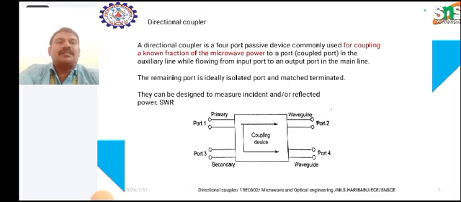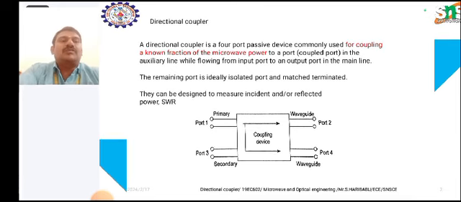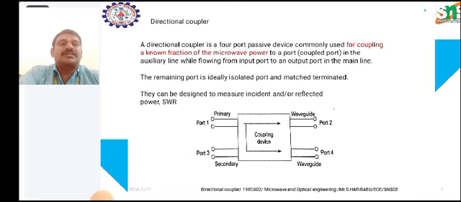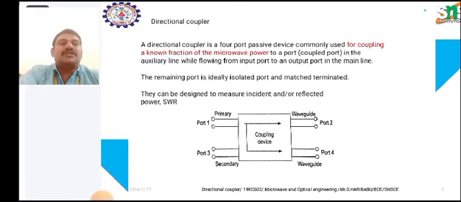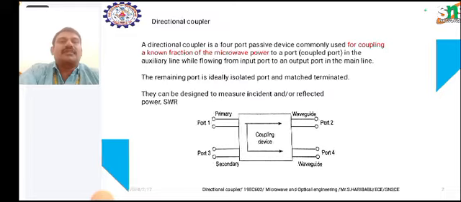See the primary and secondary waveguides. Port 1 acts as a primary and port 3 as secondary, and ports 2 and 4 act as waveguide sections, where the coupling device has been mentioned in between, in the diagrammatic representation.